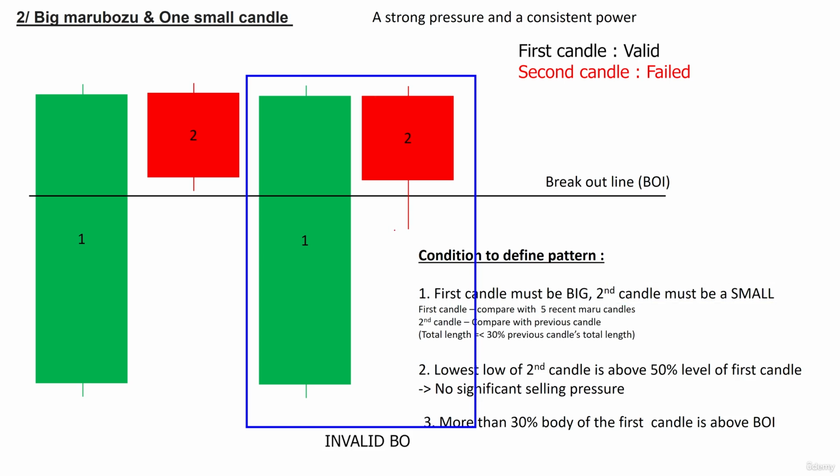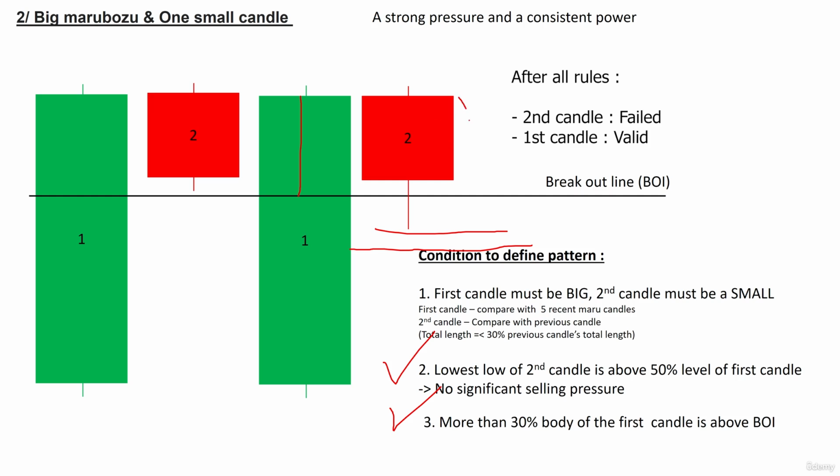The lowest low of the second candle right over here, and the middle price of the first candle may be right over here, and the second standard right here is still valid. More than 30% body of the first candle is above the breakout line, and you can see right here this one is still valid. Therefore, at this time, the second candle right over here is failed just because of the condition right over here. Therefore, at this time, we can apply price action confirmation.